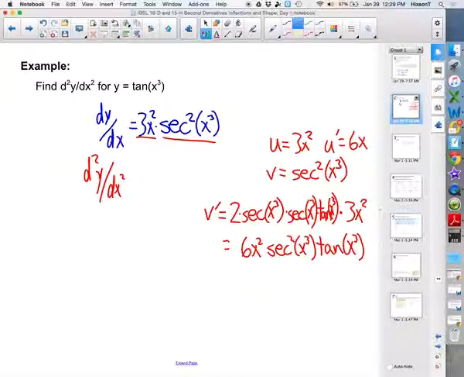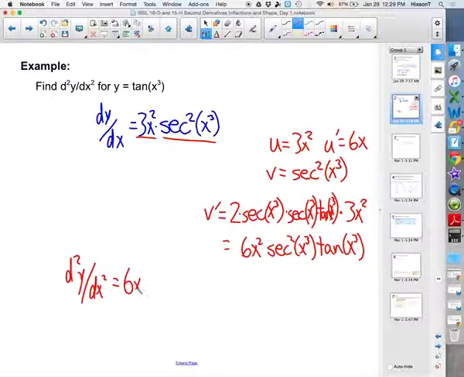Also, remember, we're going to be using this in the product rule, so we didn't want to simplify too much, because a lot of times we have stuff we can factor out. So now, with our product rule, we have u prime, 6x, times v, secant squared of x cubed, plus u, 3x squared, times v prime, 6x squared, secant squared of x cubed, tangent of x cubed.